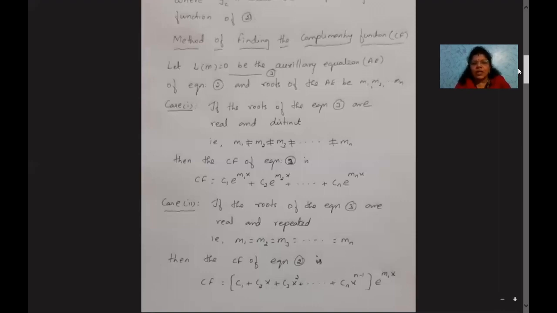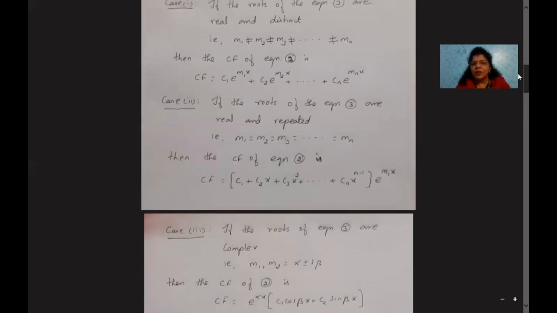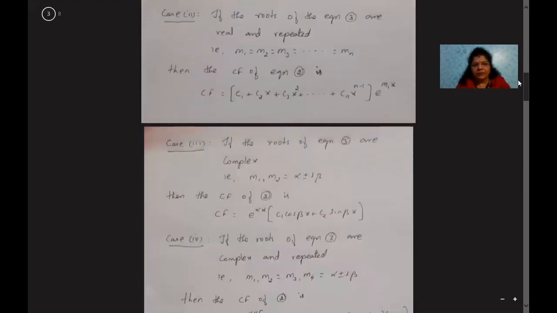Suppose the roots are real, but repeated. Meaning all the roots are the same, but it is a real root. That is, m1, m2, m3, etc. mn are the same. Then the complementary function is CF is equal to c1 plus c2x plus c3x square plus etc. plus cn x power n minus 1 times e power m1x.